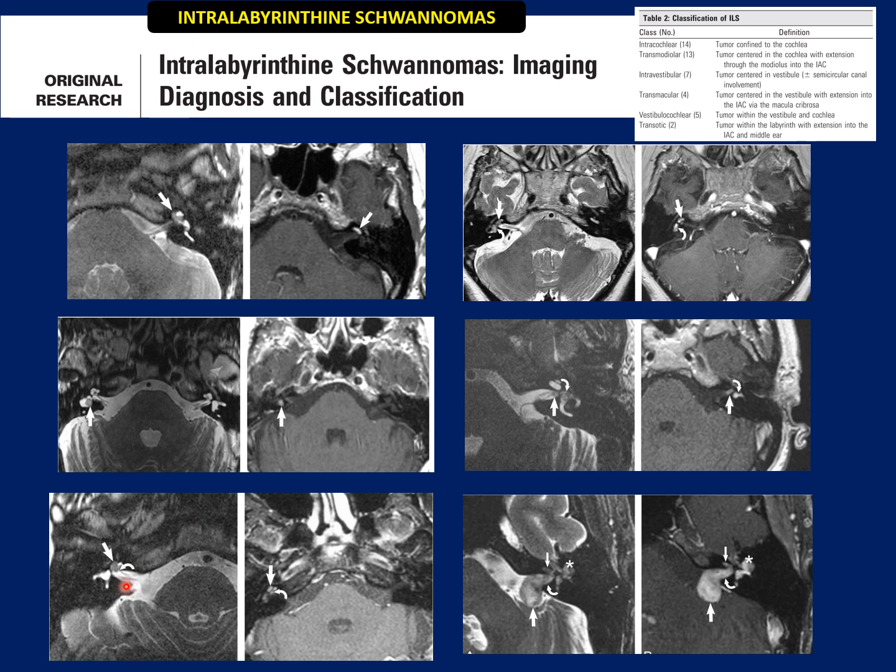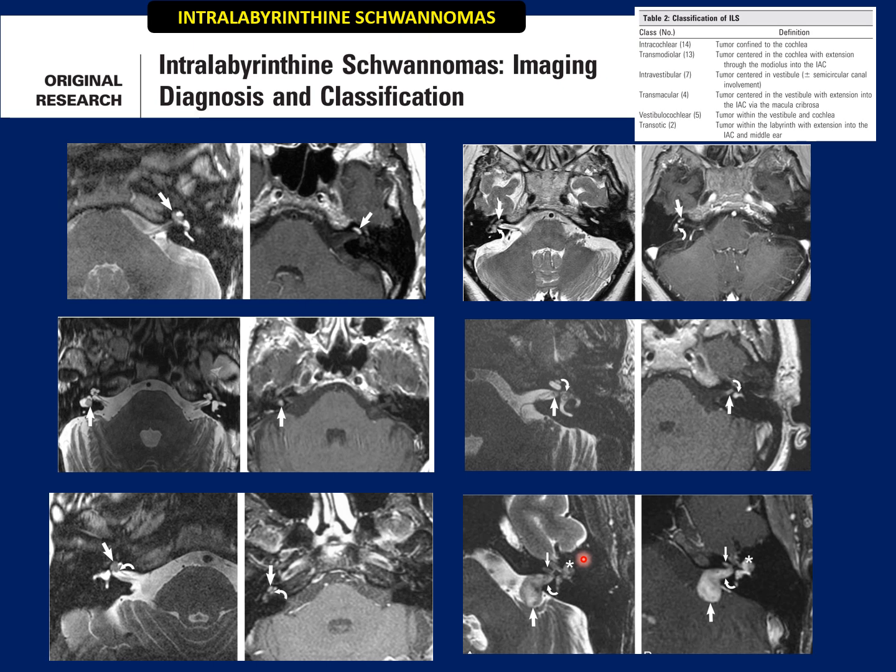Here what we see is both the vestibule as well as the cochlea showing enhancement as well as a soft tissue component. So this is a vestibulocochlear variant. What we see next is a transmodiolar variant, because the modiolus of the cochlea is involved. This is a transmacular variant, where the vestibule with an extension into the internal auditory canal is seen. This is a transotic variant, where the labyrinth, that is the cochlea, vestibule as well as the internal acoustic meatus, is involved. These are the 6 variants of intralabyrinthine schwannoma.